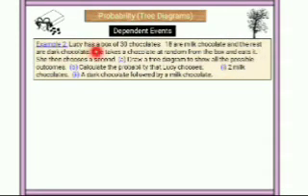Now, let's look at another example. Lucky has a box of 30 chocolates. 18 are milk chocolate and the rest are dark chocolate. She takes a chocolate at random from the box and eats it. She then chooses a second. Here, there is no information as regards whether to replace or not, so this one is also without replacement. Is that clear? Draw a tree diagram to show all the possible outcomes.